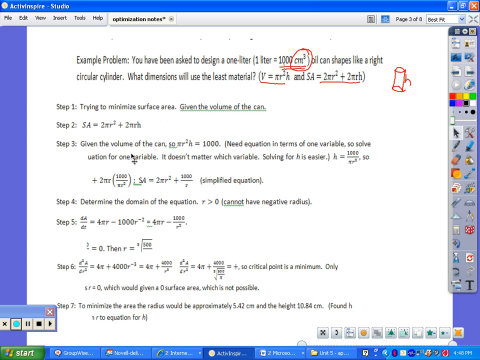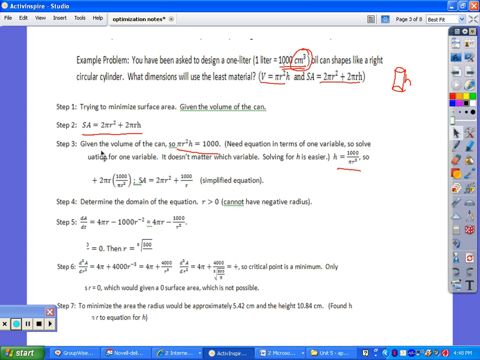For step 3, we need the second equation. So they told me volume is 1,000, so I'm going to plug 1,000 in for V in my volume equation. Now the goal is we need our surface area formula, our step 2 here, in terms of one variable. So I'm going to solve this equation for one variable. If we look at it, h is easier because I don't have to take the square root. So I divided by pi r squared, and I got h is equal to 1,000 divided by pi r squared.